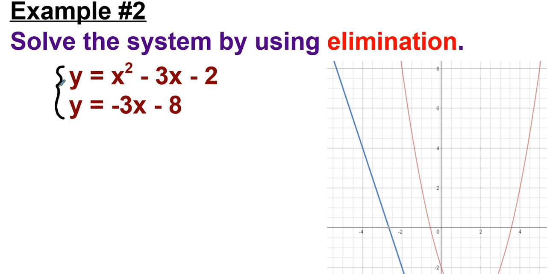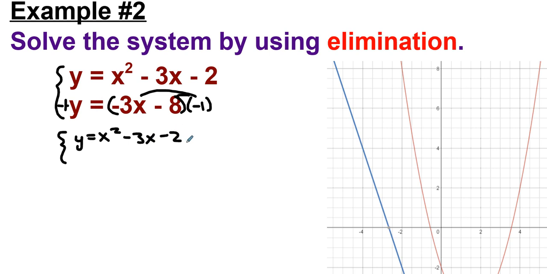So to solve this, I could try to add these together right away, but then x's and y's would still exist in my equation. So that's not going to eliminate one of my variables. So what I'm going to do to start is multiply one of these equations by -1 on both sides. If I do that and distribute the -1 over here, this turns into y equals x squared minus 3x minus 2. The bottom equation turns into a -y equals positive 3x plus 8.